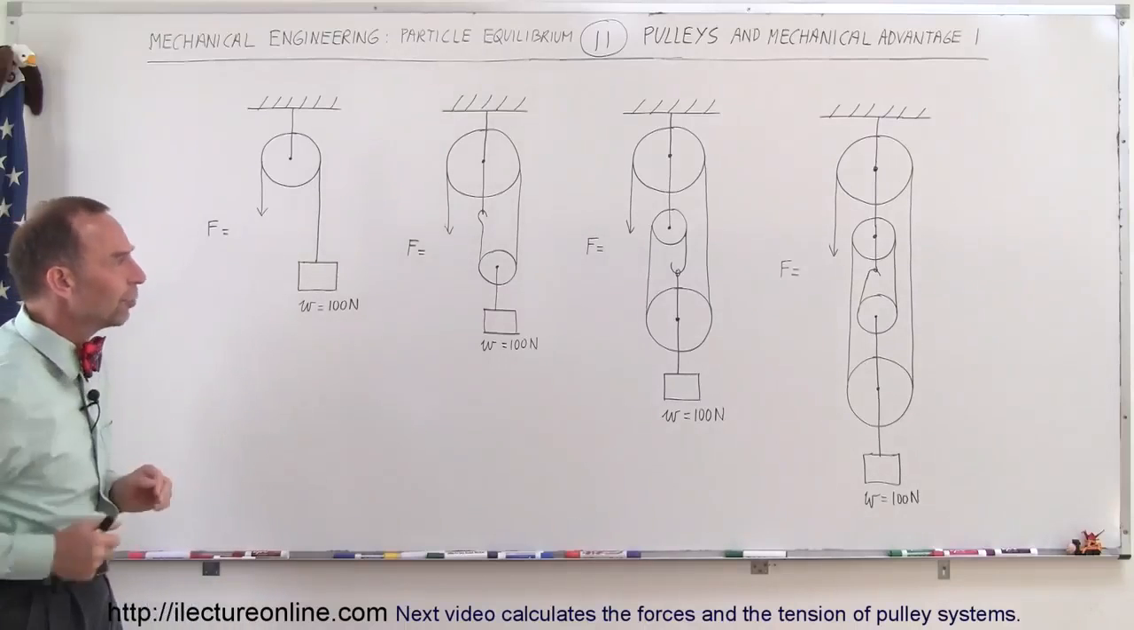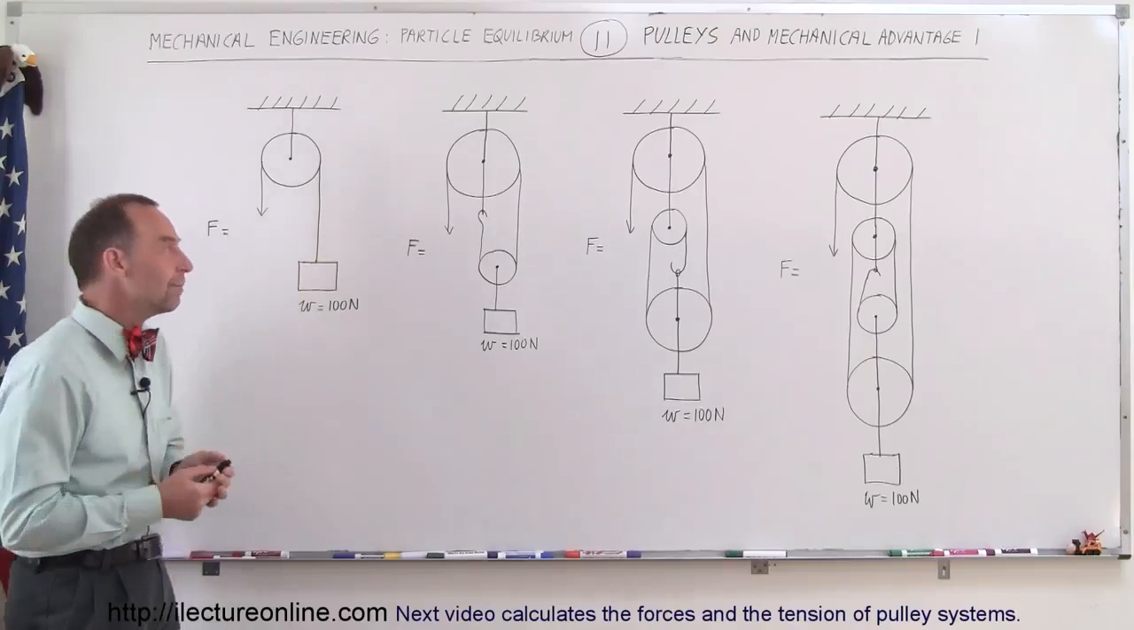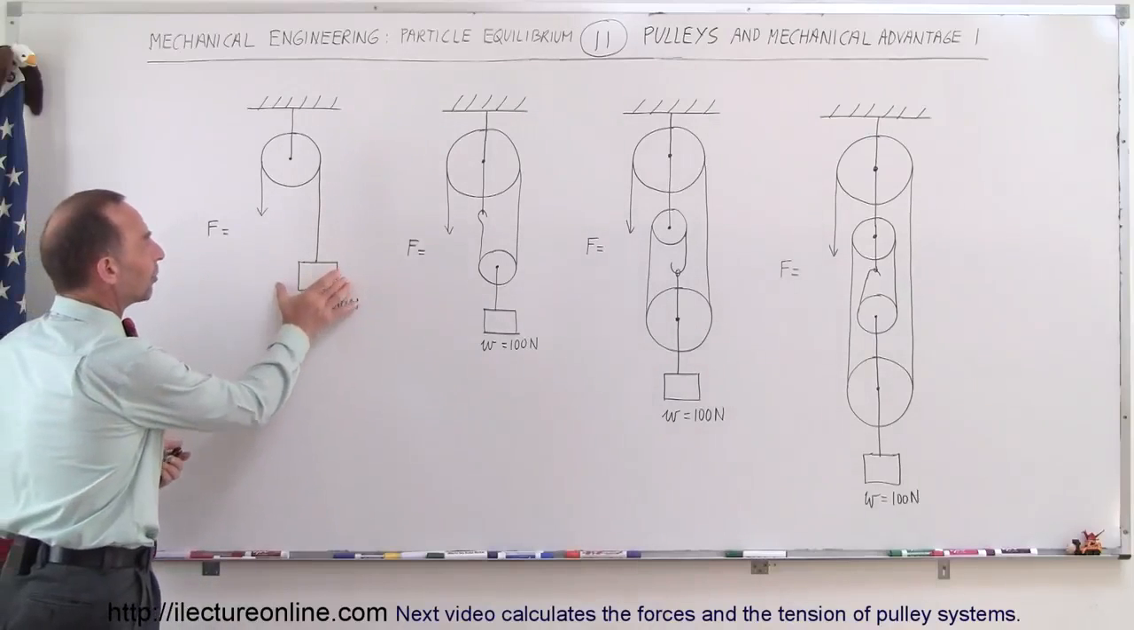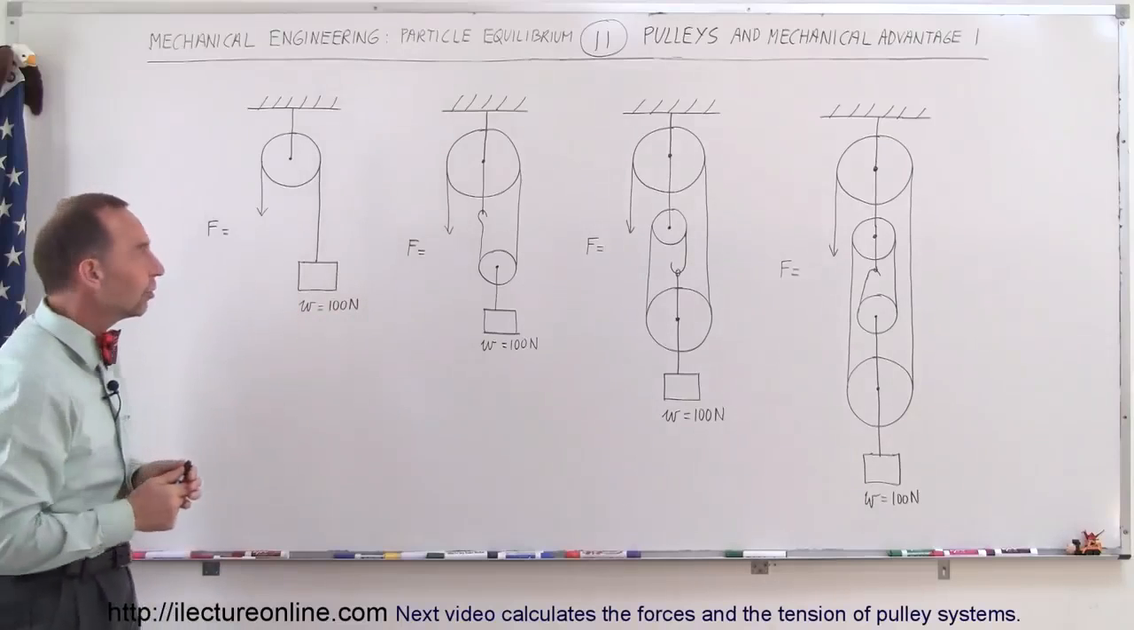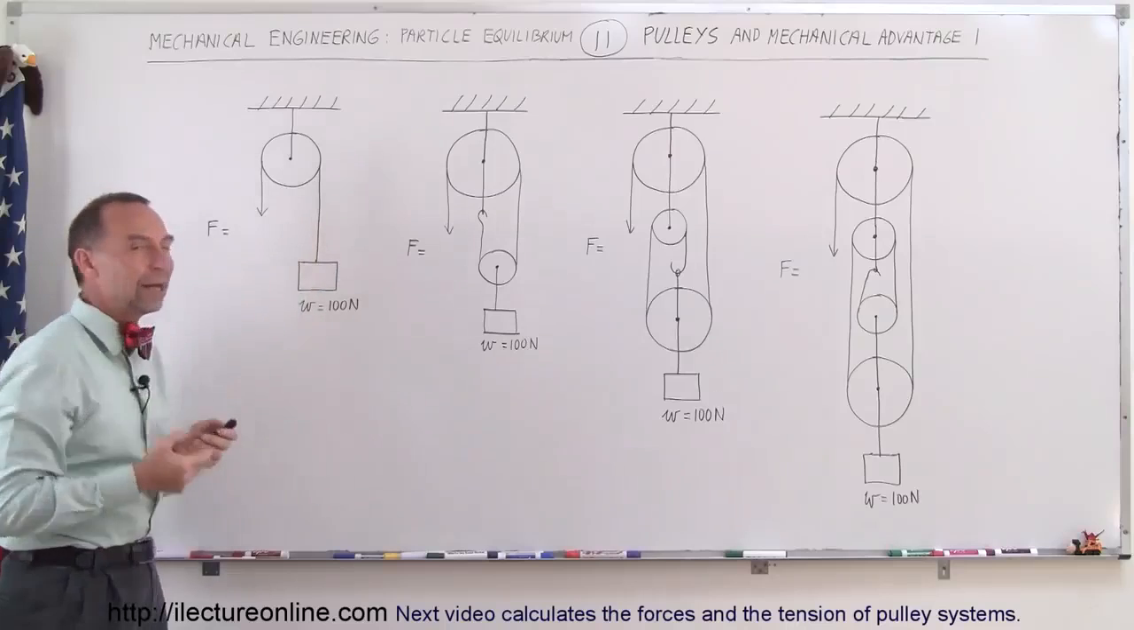So here we have four different arrangements. Here's the most simple arrangement that we can have, which is called the Atwood machine. Notice the object hanging from the pulley here has a weight of 100 newtons, and the question is how much force is required to pull this weight up.